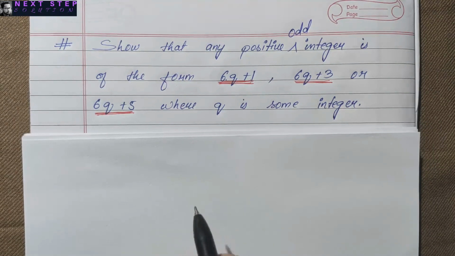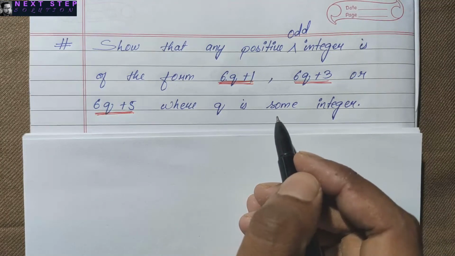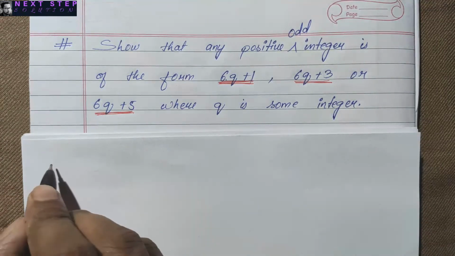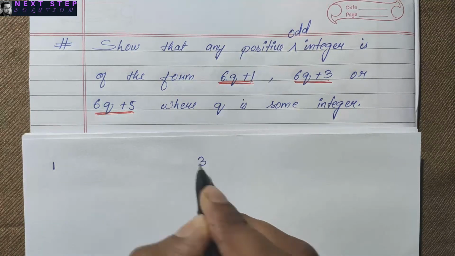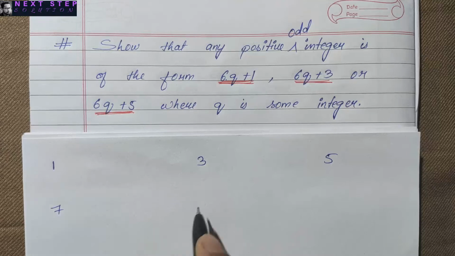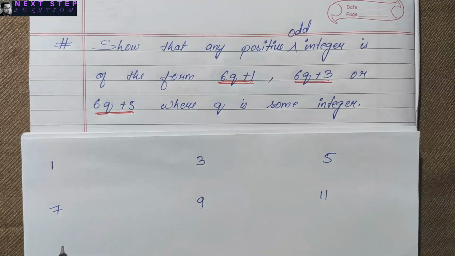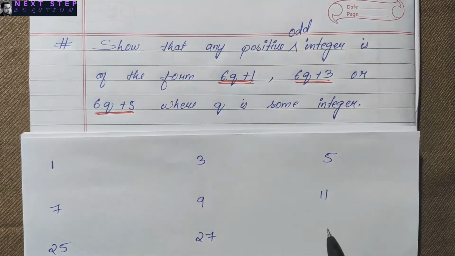Now before starting with the solution of this question, let us see some odd numbers and try to put them in this form. Suppose the odd number 1, another odd number 3, another odd number 5, then next we have 7, then we can take 9, and then 11. Next number, let me not take 13, instead suppose it is 25, then 27, then 29.